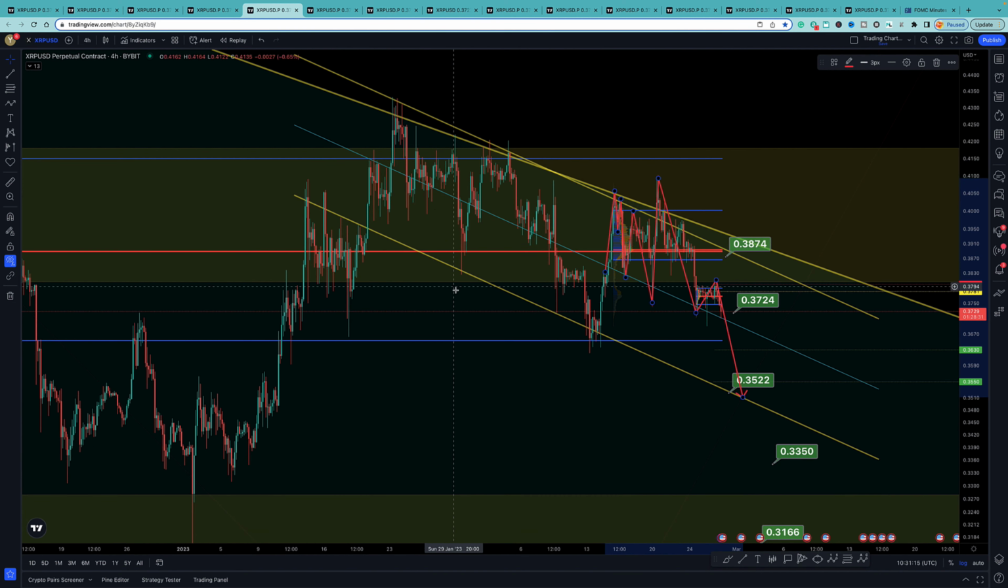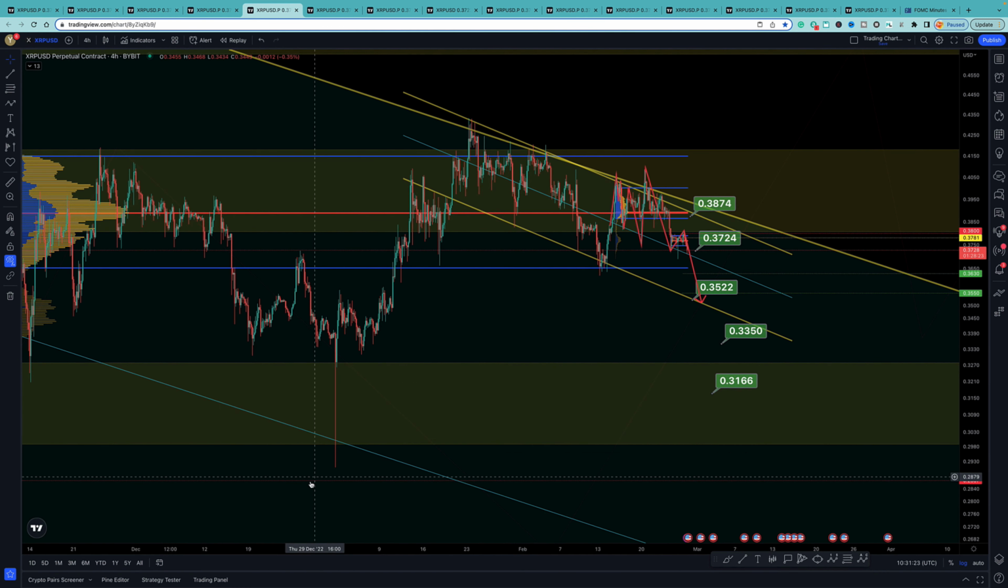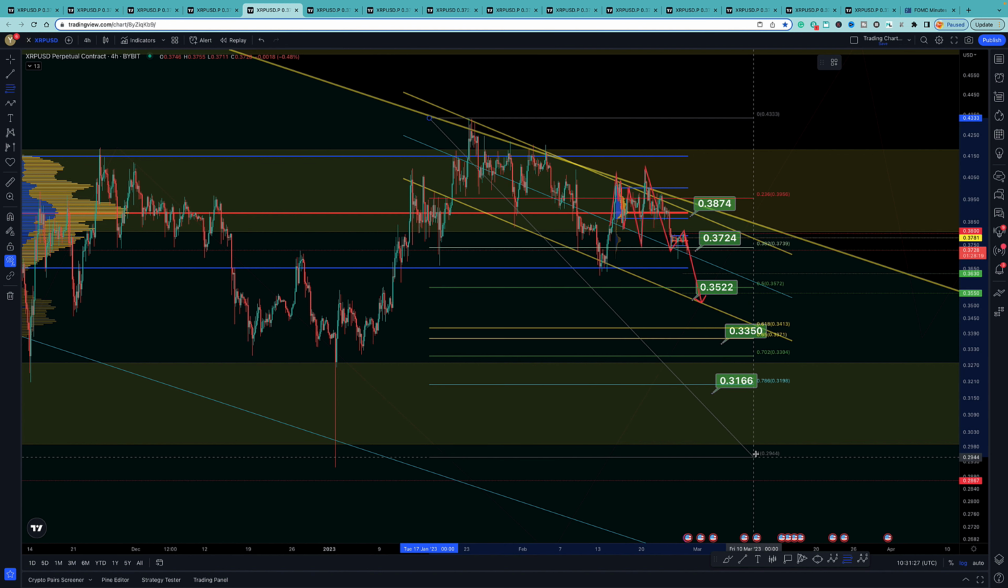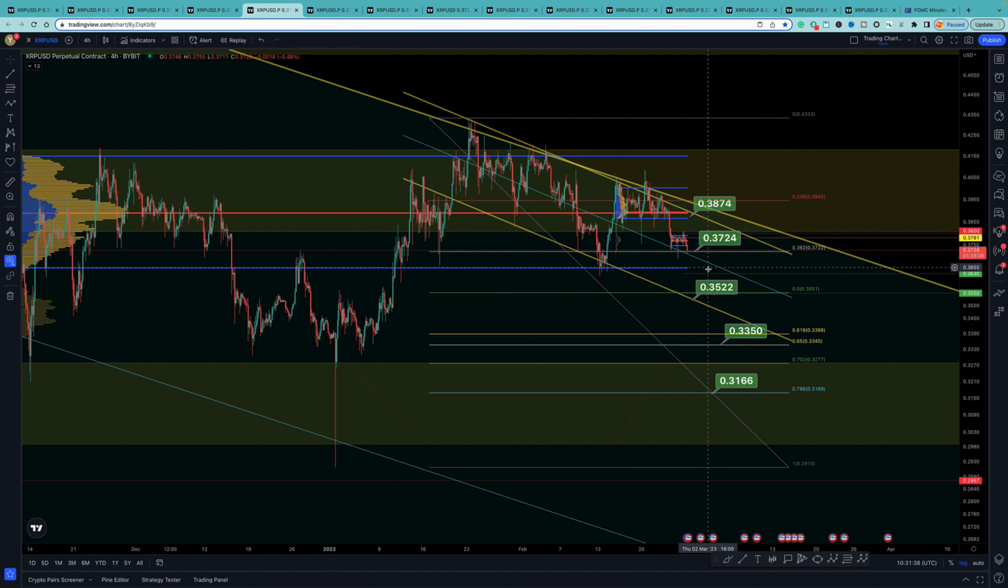Heading for the bottom of this channel: 1, 2, 3, 4, 5, and potentially down here for 6. And remember, 35.50 is the 0.5 on the daily of this lift. The 0.5 is down here, 35. So I think that's a reason. I think that's a good target. I might take profit there at 35.50. I think that's a very good, reasonable target.